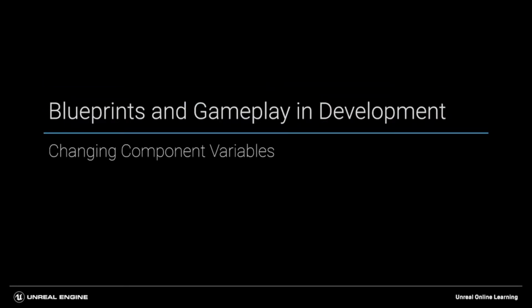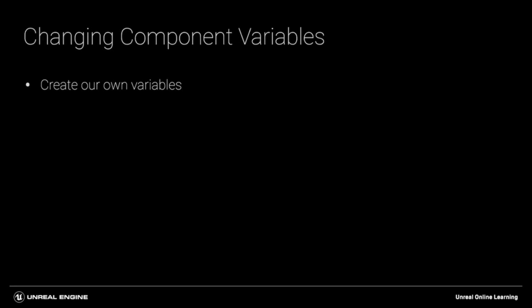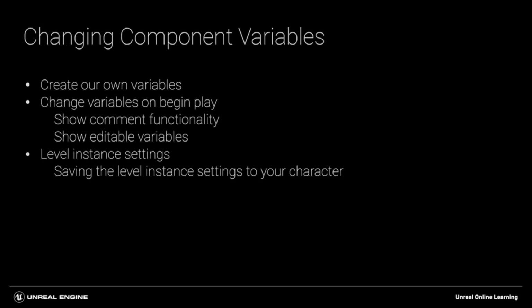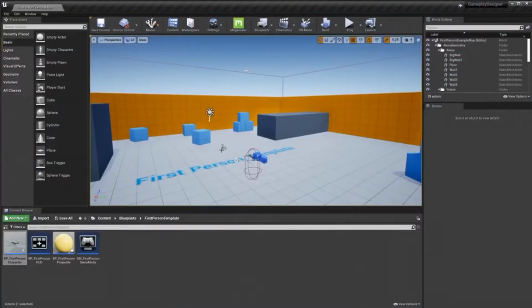In this module, we will make it easier to play around with the movement variables we have changed before. We will create our own new variables, and we will initialize them when the game begins. We will comment our code, and we will make sure that they are editable so that we can change them in the level instance as well. In this module, our goal is to override the maximum walk speed and jump height with our own new variables.